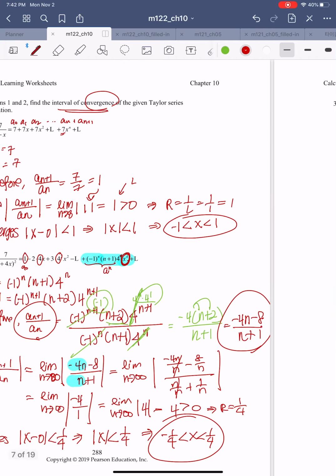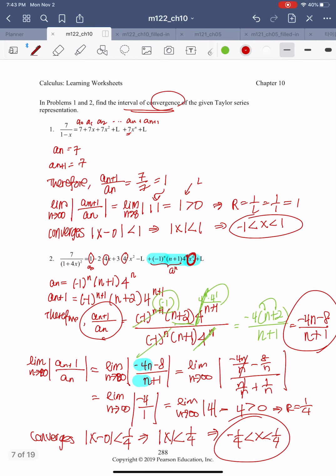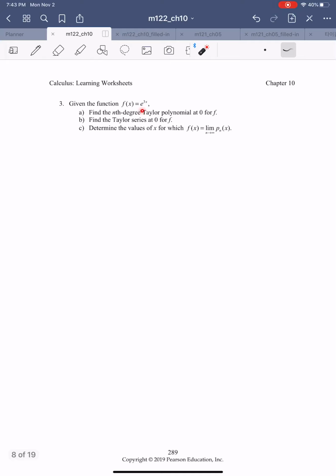All right, last one. We have one more example to go. And this kind of reviews everything from 10.1 all the way up to 10.2. In the first part, they are asking you to come up with a Taylor polynomial. So in 1 and 2, they give you the polynomial already. We didn't have to write out the Taylor polynomial. But in number 3, they give you just a normal function. We have to come up with a Taylor polynomial, find the Taylor series at 0, and then determine the values for our Taylor series convergence.